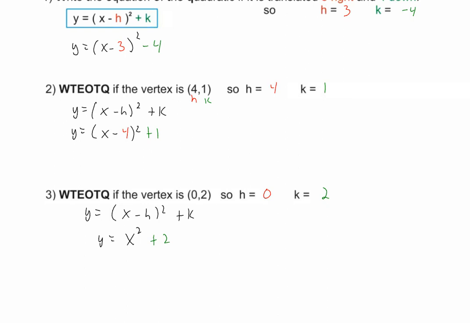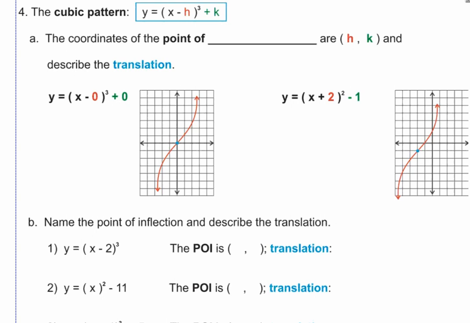Now, be careful. I didn't give you one with a negative h. So if that's the case, you've got to be careful and make sure you do the negative of your negative. I talked about that already. You're going to have to apply that. Okay? All right.